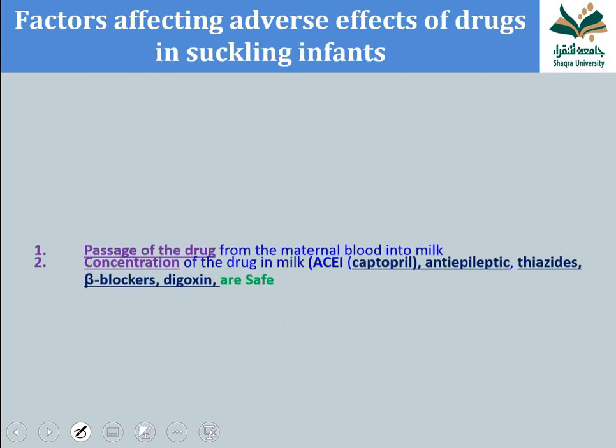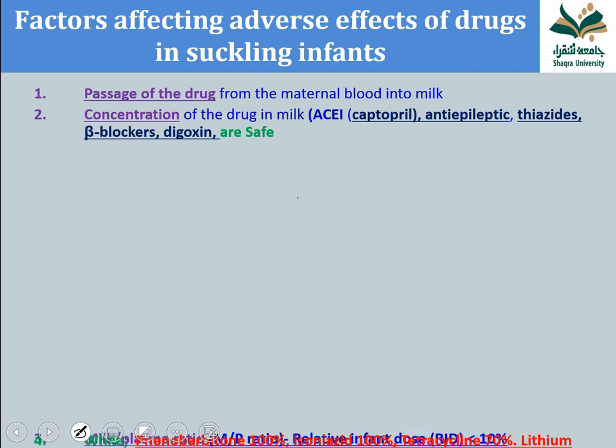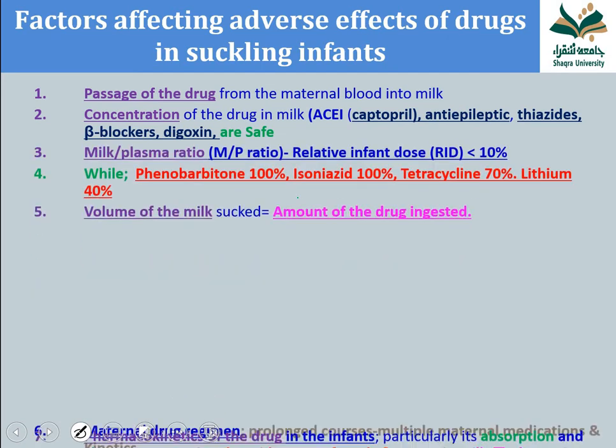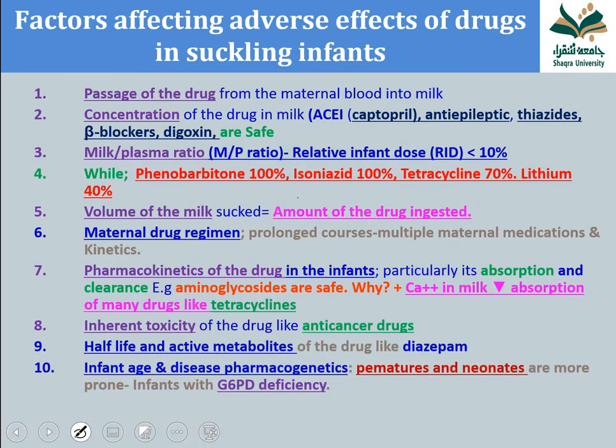Now, adverse effects of drugs due to suckling in infants. This is a very general slide, and the most important message on this slide is, as we referred to earlier, how the drug passes and is secreted into the breast milk, the milk plasma ratio, as we discussed early.